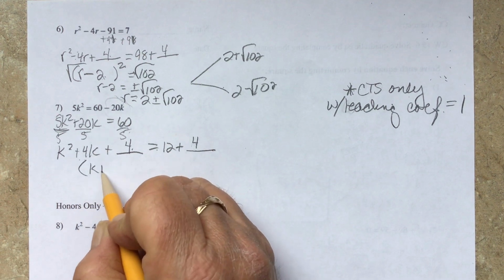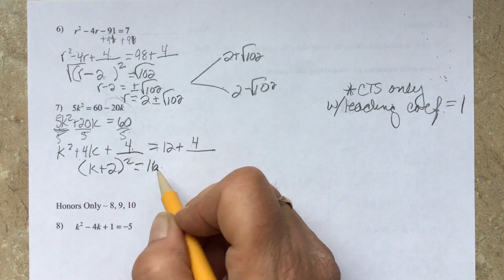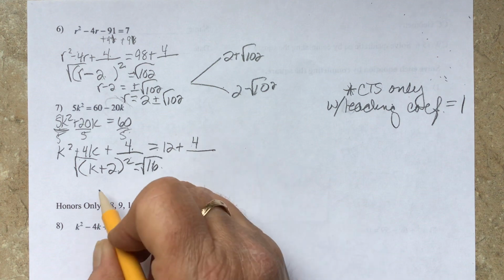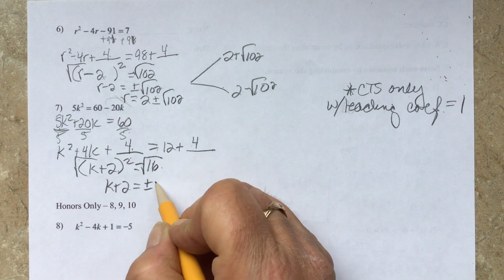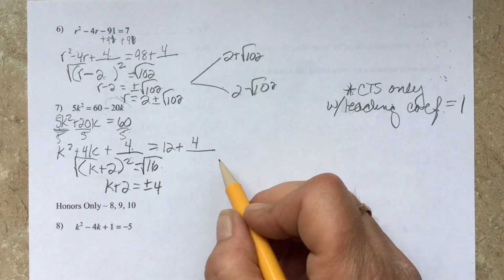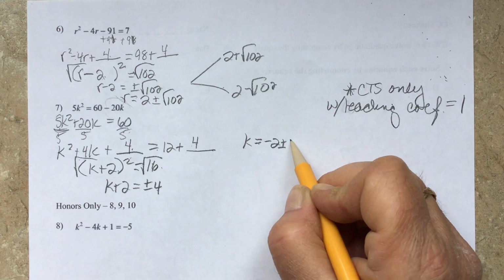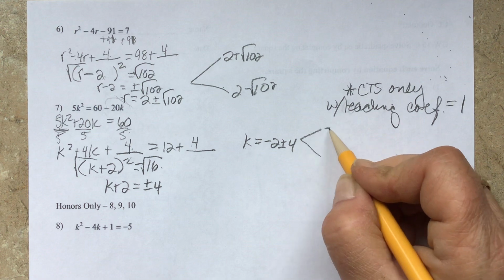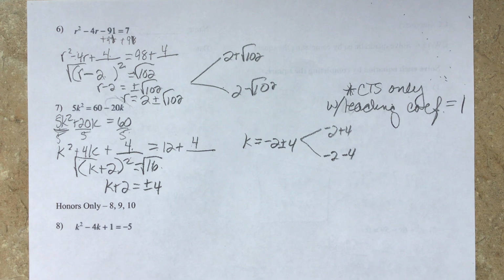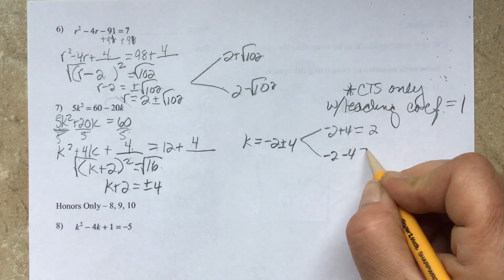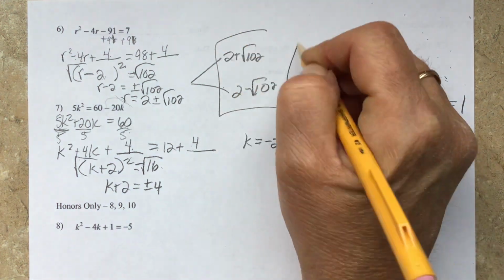Express as a binomial squared. Okay, that's nice. We have another perfect square there, square root on both sides. So I have k plus 2 equals plus or minus 4. Subtract 2 from both sides. So k equals negative 2 plus or minus 4. I have negative 2 plus 4, negative 2 minus 4. So right here, the answer is 2, and right here, the answer is negative 6. And I didn't box those either.